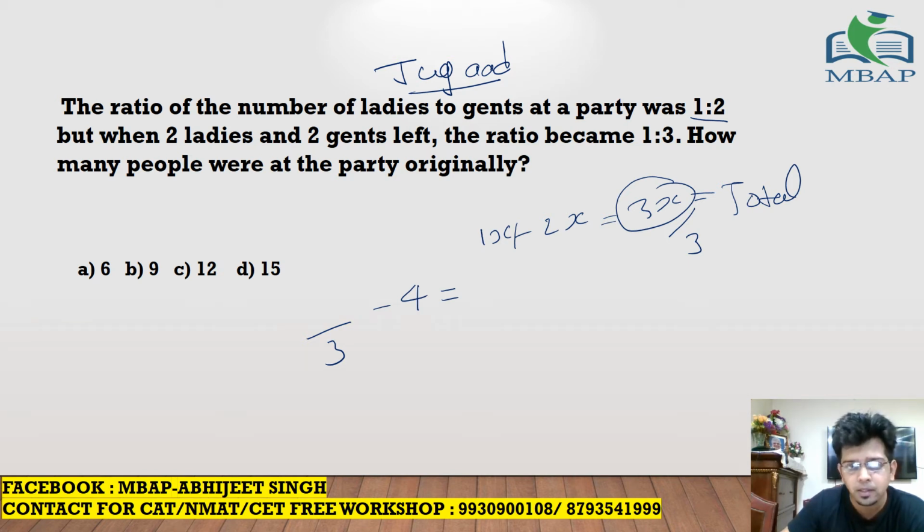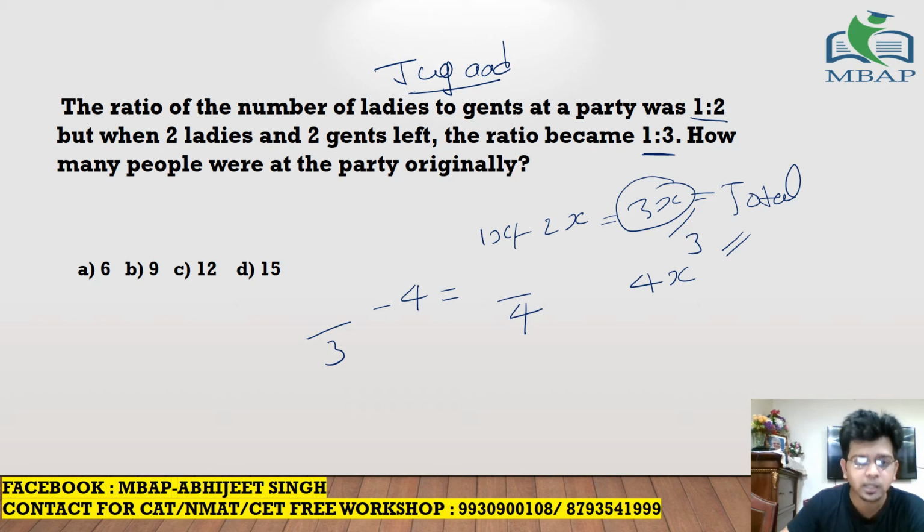And now what's going to happen? The new ratio is becoming 1:3. What's going to be the total here? The total now is going to be 4x. So the moment I write the total as 4x, I mean that whatever the number remaining now has to be a value which is divisible by 4.